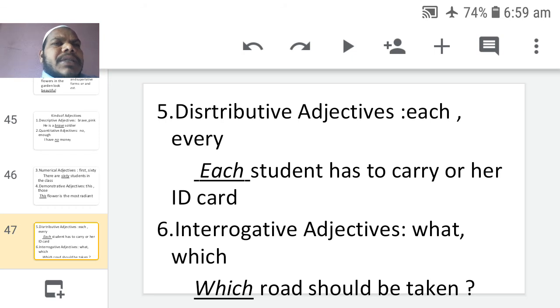Next, distributive adjectives, showing distribution: each, every. Each student has to carry his or her identity card. Interrogative adjectives, questioning, describing: what, which. Which road should be taken? The road not taken. Which road should be taken?